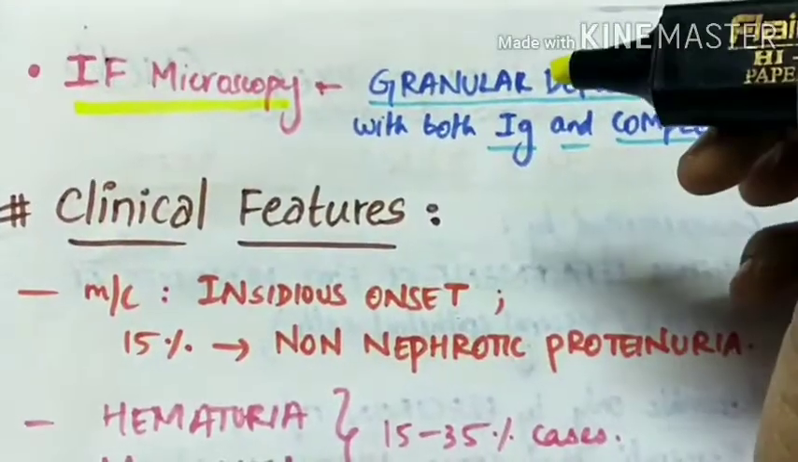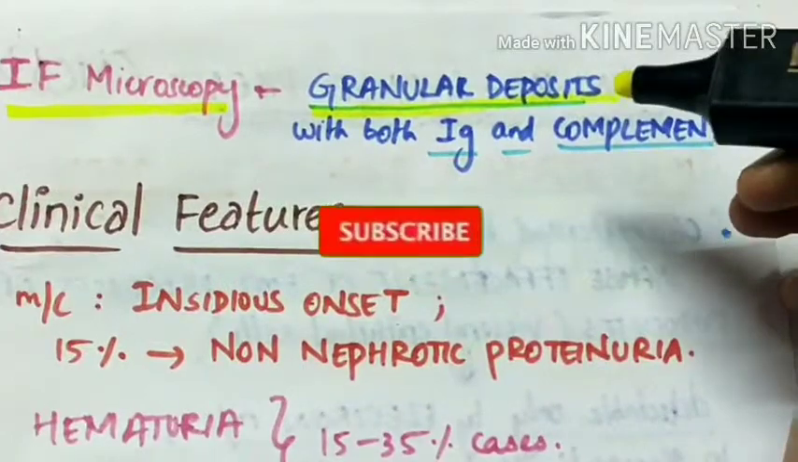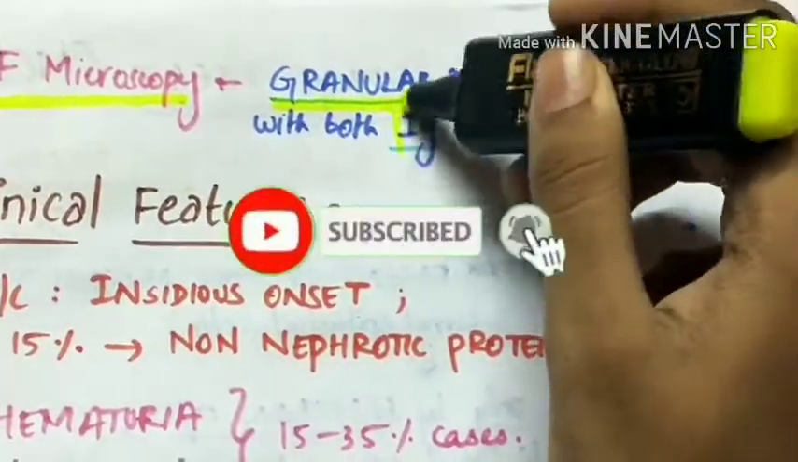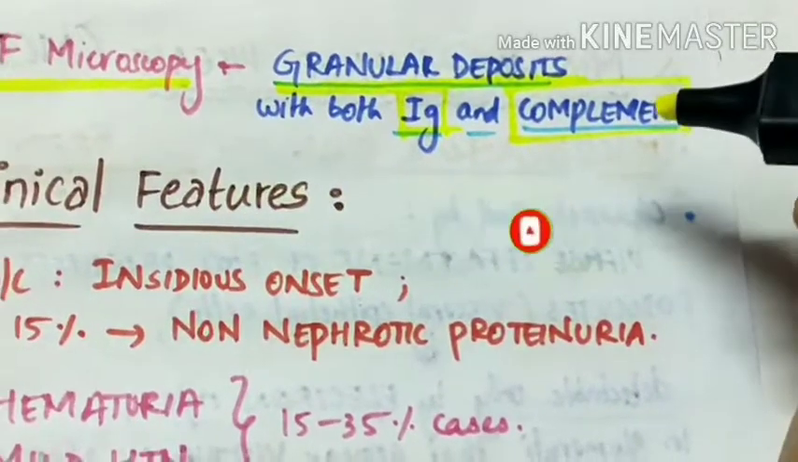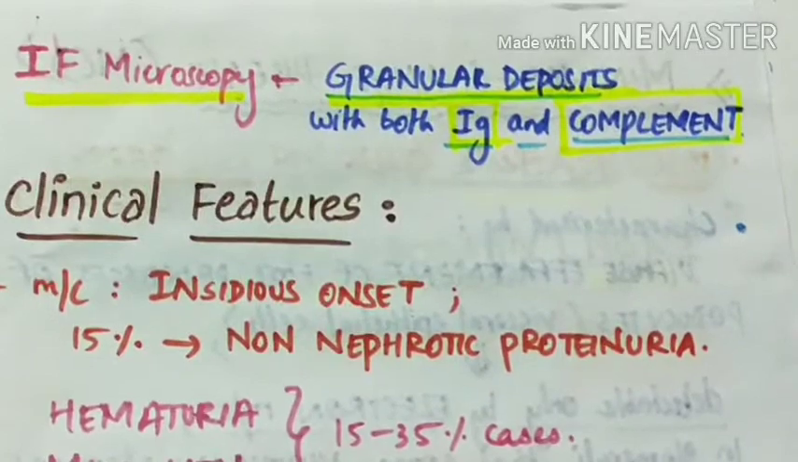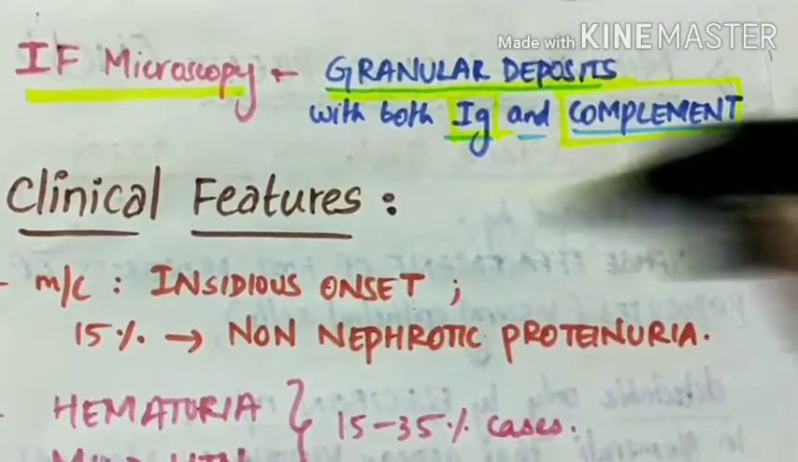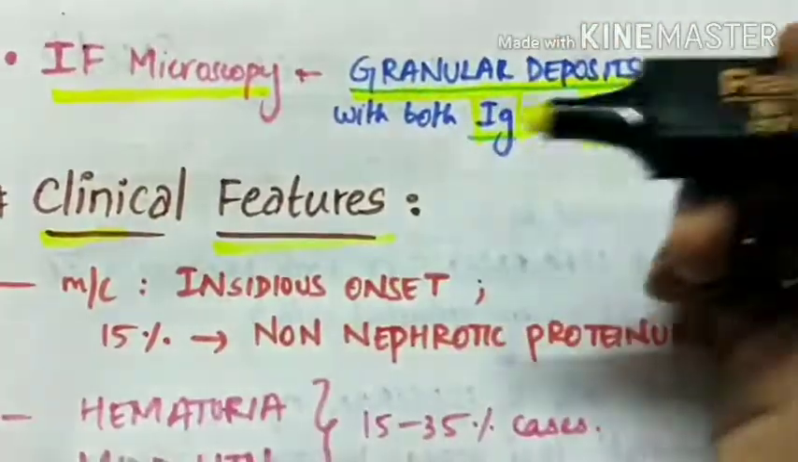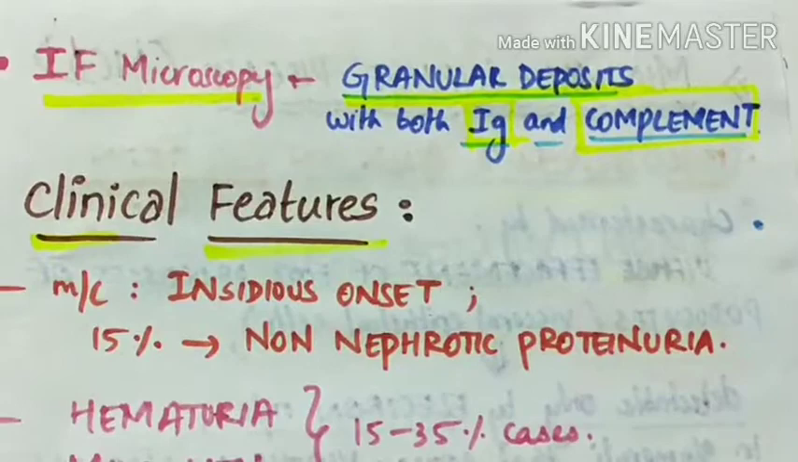Third is under immunofluorescence microscopy. Under immunofluorescence, granular deposits can be seen containing both immunoglobulin as well as complement deposition. So these are the findings under light microscope, electron microscope and immunofluorescence. Next is clinical features of membranous glomerulonephritis.